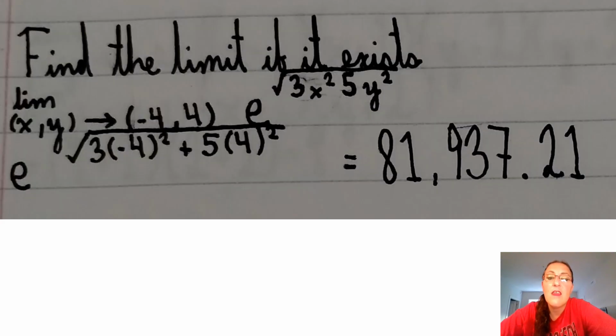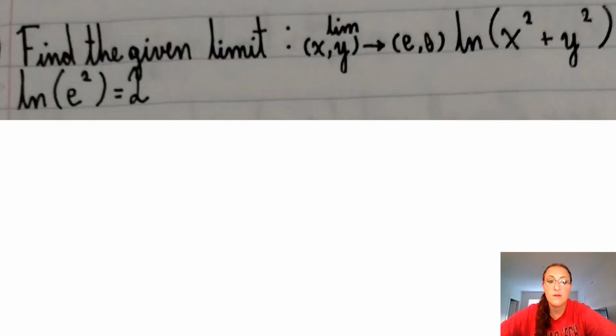Find the limit if it exists. Limit as (x, y) goes to (-4, 4) of e to the square root of (3x squared plus 5y squared). So e to the square root of (3 times negative 4 squared plus 5 times 4 squared) equals 81,937.21. Find the given limit. Limit as (x, y) goes to (e, 0) of ln(x squared plus y squared). ln e squared equals 2.